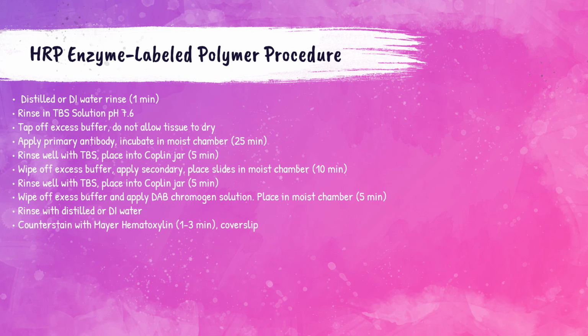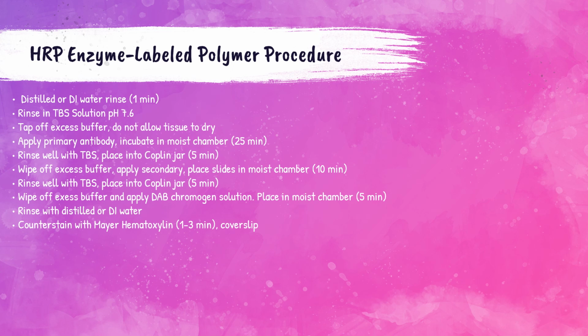to dry. Then the primary antibody needs to be applied and then incubated in a moist chamber for 25 minutes. After that 25-minute period, it should be rinsed well with that TBS solution and then placed into a Coplin jar for 5 minutes. The excess buffer should be wiped off, then the secondary should be applied, and then the slide should be placed in a moist chamber for 10 minutes. Then rinse well with TBS and place in a Coplin jar for 5 minutes.